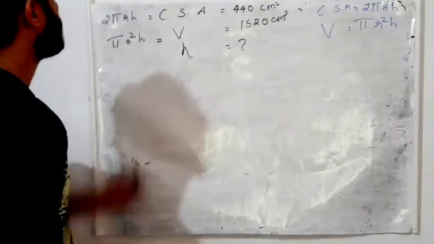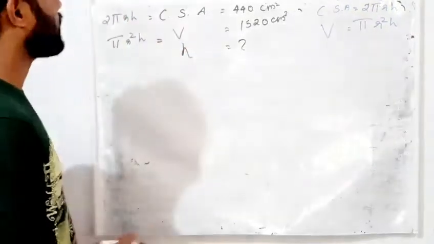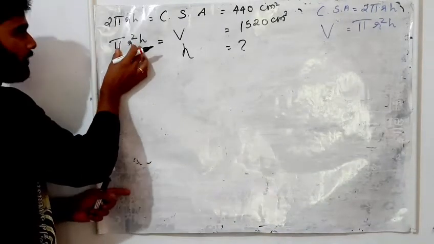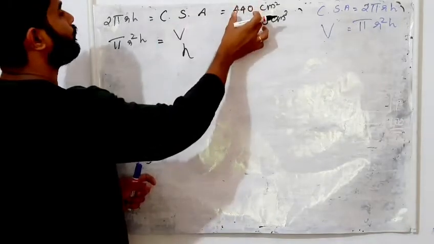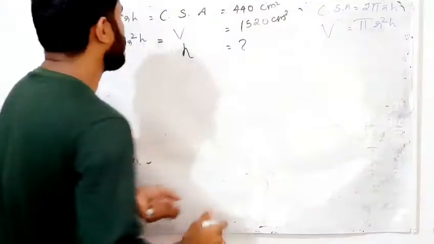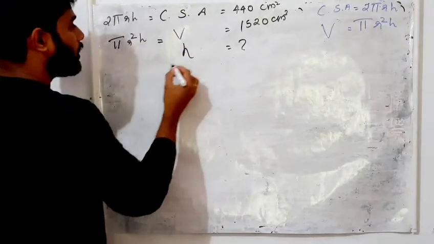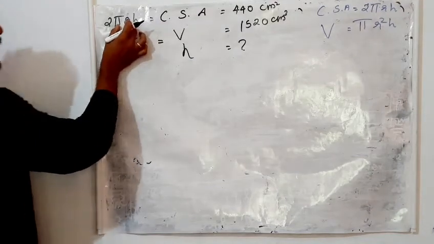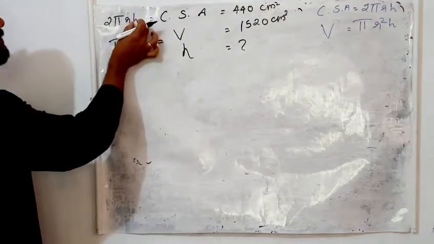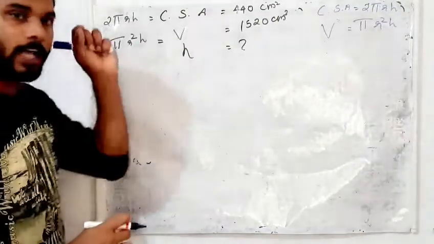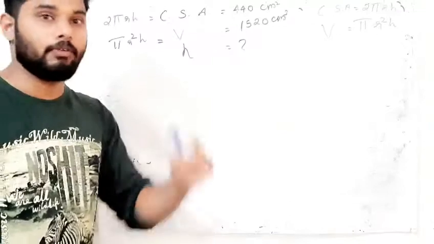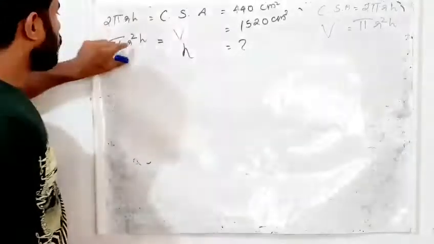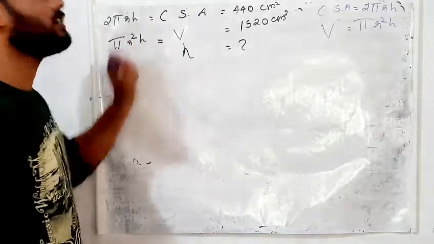So with the help of this information, we have to find out the height of the cylinder. How can we find out the height? It's so simple. You have to listen carefully. Here the curved surface area and volume are already given. Here you can see the radius, and here also height is there. If we know the radius, then easily we can find out the height. If you want to find out the height, before that you have to find out the radius. Without radius, you can't find out the height. So we have to find out the radius of this cylinder.